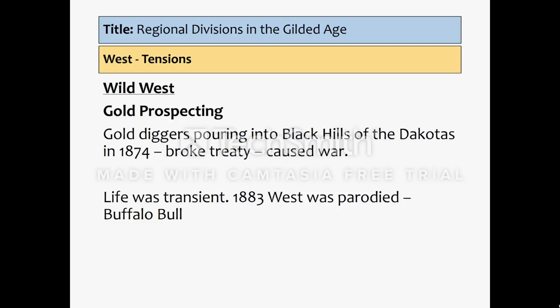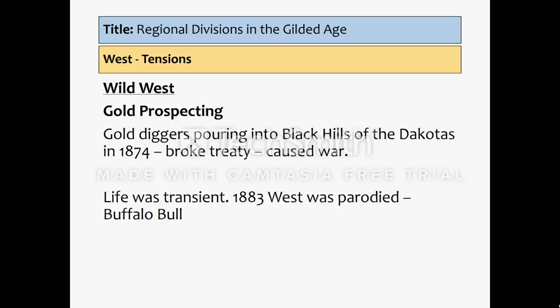One piece of evidence for the Wild West being an area of social tension is gold prospecting. Now, there had been a treaty between America and the Native Americans to stop violent unrest. That was completely abandoned when gold diggers poured into the Black Hills of the Dakotas in 1874. It broke the treaty and it caused tensions again to erupt between Native Americans and Americans.